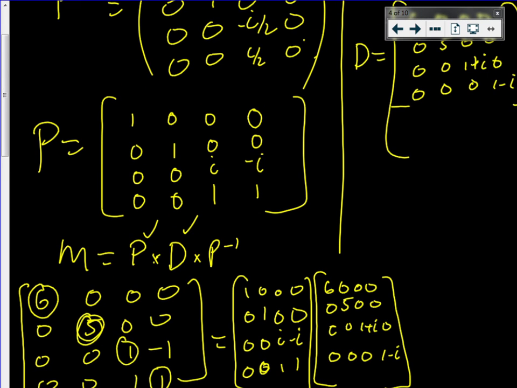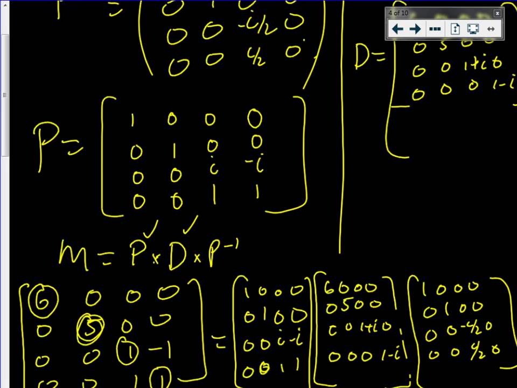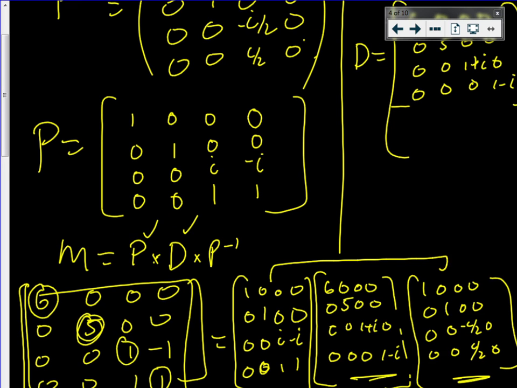Okay, and P inverse, oops, that could have been a disaster. P inverse is 1 0 0 0 1 0 0 0 0 negative i over 2 0 0 0 i over 2 0. And if you multiply these three matrices, you should get this one. And if you don't, please don't tell me. I really don't want to hear it. But I guess I can do a pretty quick check. I can check to see that those are inverses.